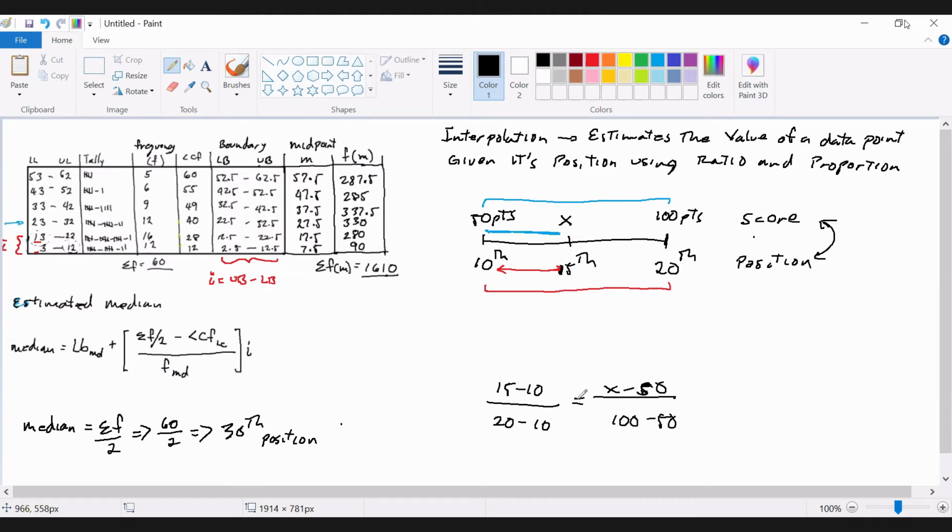Okay, so from here, since we already have the values, we can now solve for x. Solving for x, this is what? That is going to be 15 minus 10 is 5, over 10, equal to x minus 50 over 50. So 250 divided by 10 is 25, plus 50. X is equal to 75. Easy, right?